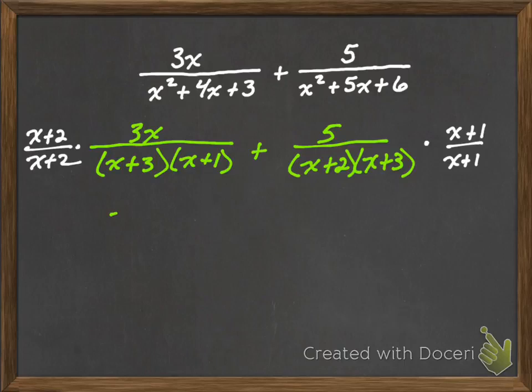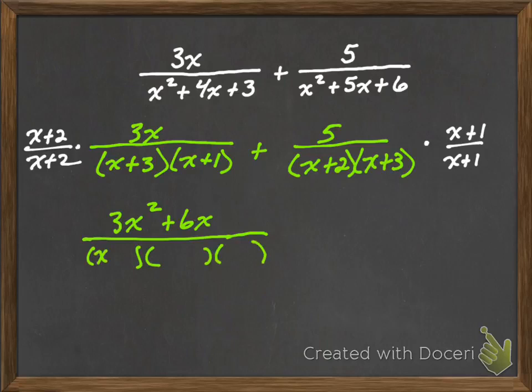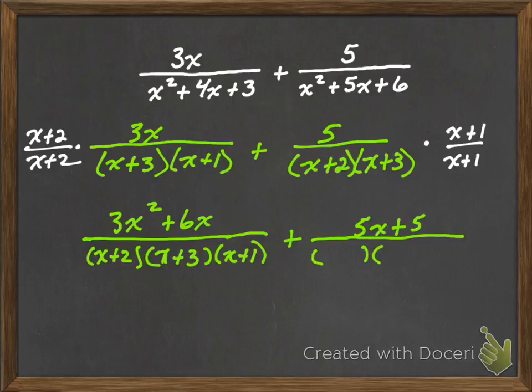All right, so distributing here will give us 3x squared plus 6x. Now our denominator is going to have 3 factors in it. It's going to have the x plus 2, x plus 3, and the x plus 1. Now distributing here will give us 5x plus 5. And again, we've got the 3 factors of x plus 2, x plus 3, and x plus 1.